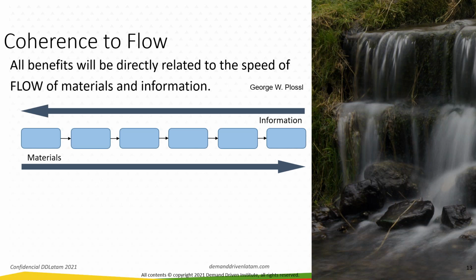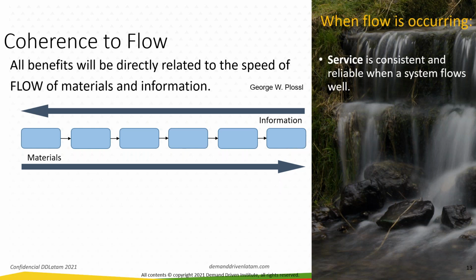Let's go back to George Plossl, one of the fathers of MRP. You never heard George speak that he did not say all benefits directly related to the speed of flow. I'm giving you the traditional view of the supply chain here. We know information flows backwards through a supply chain. Materials and information flow forwards, and cash flows backwards. What George is saying is that all benefits are directly related to that speed of flow.